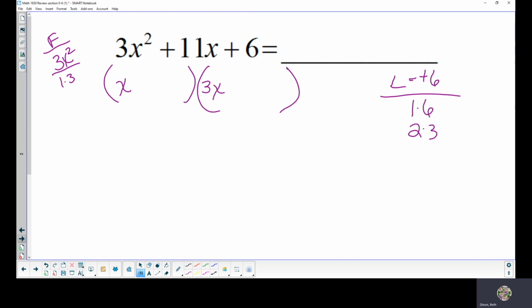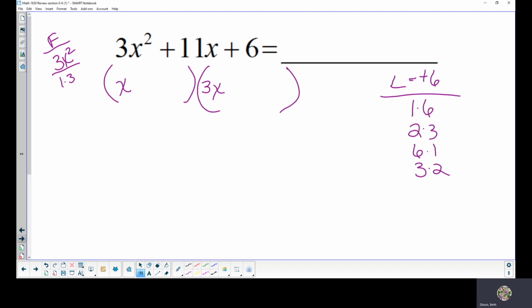I know that 1 and 6 gives me 7, 2 and 3 gives me 5. Neither one of them give me an 11, but that doesn't take into account the 1 and the 3 that are already up here. So let's start first by understanding that where they're placed is going to be important. So 1 and 6 will be different than 6 and 1, and 2 and 3 will be different than 3 and 2. So I will write these in opposite order so that I can remember to check everything.